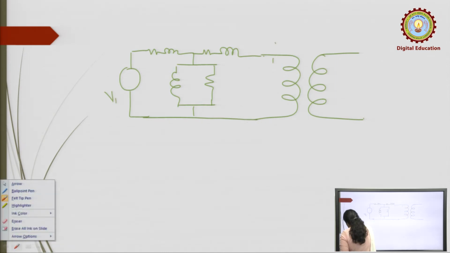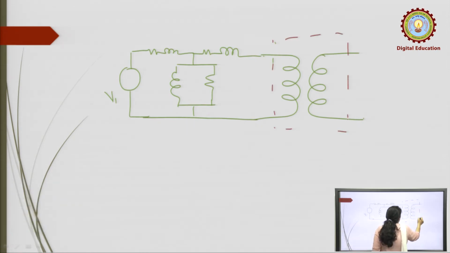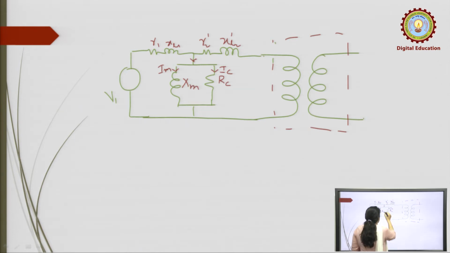So this is the ideal transformer. This is the equivalent circuit: this is R1 XL1, this is R2 dash XL2 dash. This is already in the primary side, so no need to transfer it. This is RC, IC, IM, XM, and this is your IE, that is the exciting current. This is I1 and this is I2 dash. Okay.